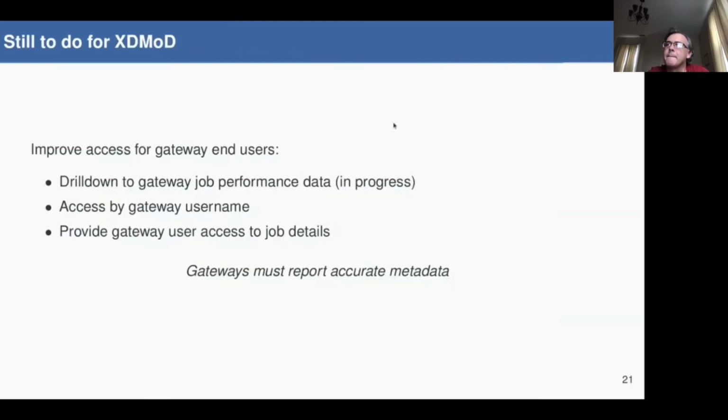So we still have some things to do for XDMoD and gateways. There are some ways in which we want to improve access for the end users. For example, we're working now on drilling down to gateway job performance data right out of the metrics. We're thinking about how to provide access by gateway username, since usernames on XDMoD and usernames on gateways are not inherently tied to one another. We're trying to come up with a way to make this possible so that gateway users can ultimately have access to their own job details.